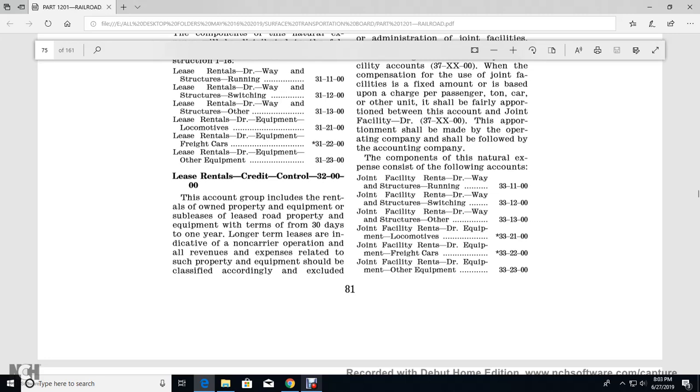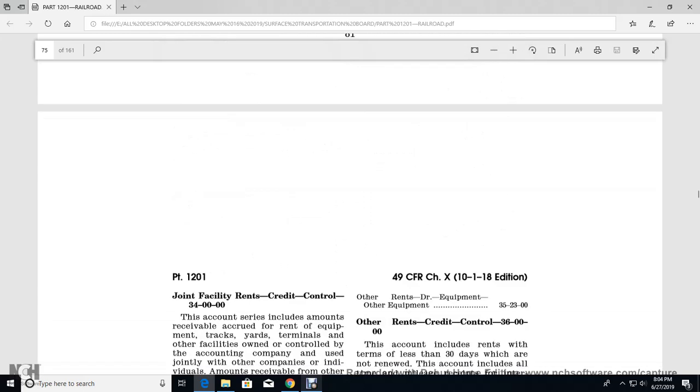The joint component of the natural expense consists of the following accounts: joint facility rental, DR way and structure, running; joint facility rent, DR way and structure, switching; joint facility rent, DR way and structure, other; joint facility rent, DR equipment, the locomotive; joint facility rent with the equipment and freight car; the joint facility rents and DR equipment and other equipment.